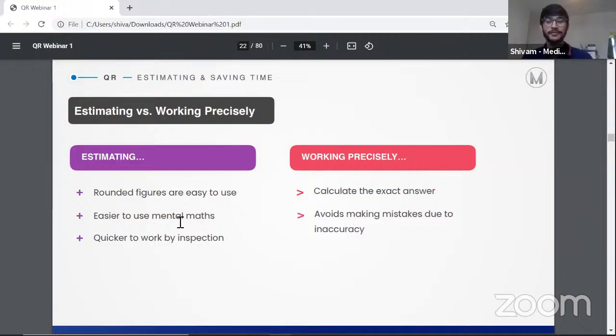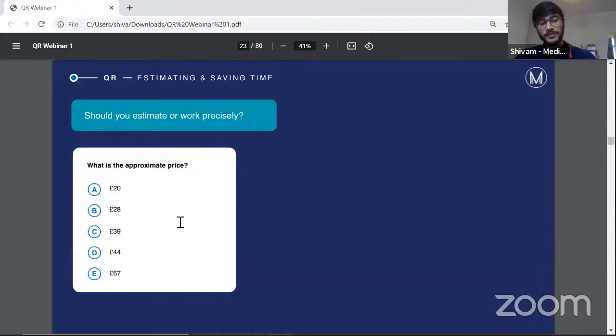The UCAT is slightly different. You can use a bit of estimating. You can use a bit of guesstimating, is what we sometimes refer to, and that's really important. So again, a question like this: what's the approximate price?